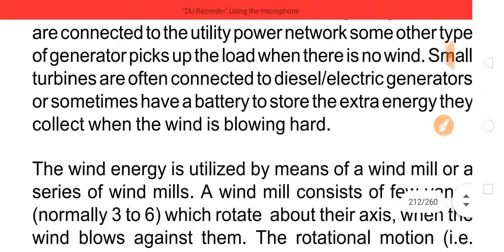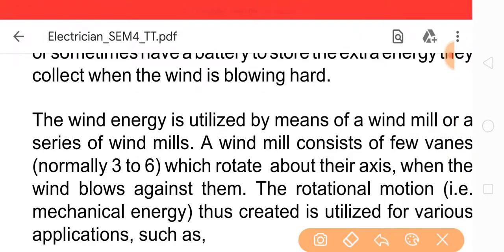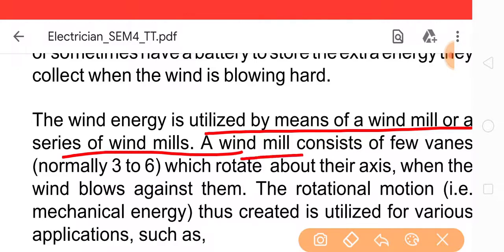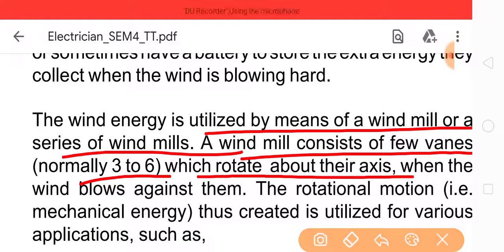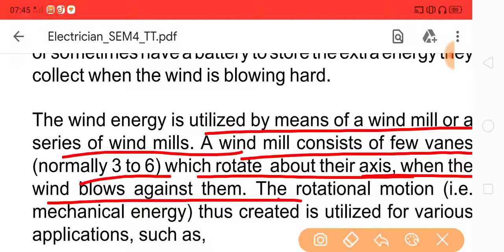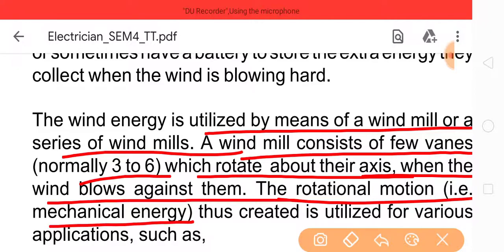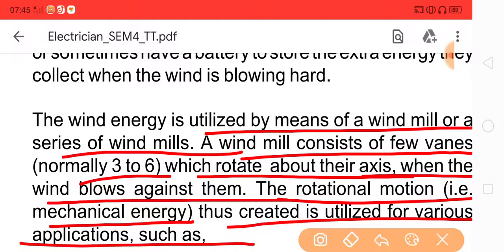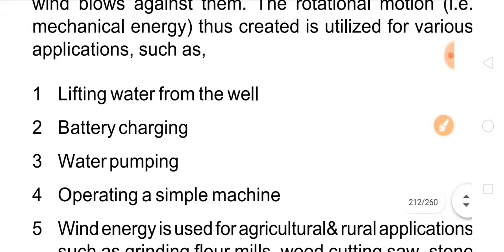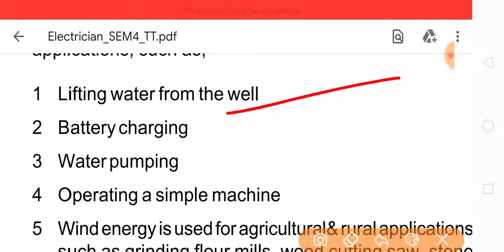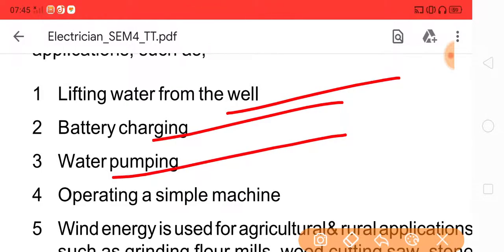The wind energy is utilized by means of a windmill or a series of windmills. A windmill consists of a few vanes, normally 3 to 6, which rotate about their axis when the wind blows against them. The rotational motion, which is mechanical energy, thus created is utilized for various applications such as lifting water from a well, battery charging, water pumping, and operating simple machines.